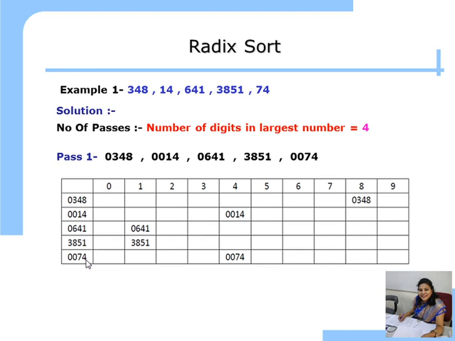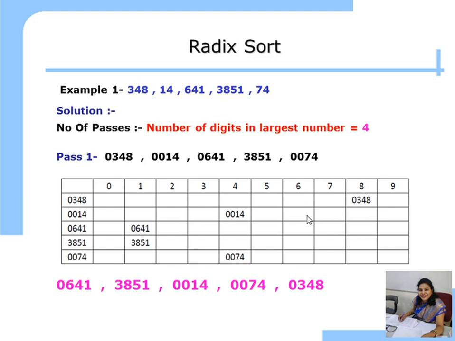And in 74 we have the 4 at the unit position, so we put it into the fourth bucket. After putting all the elements in the appropriate bucket, we again recollect them from the 0th bucket to the 9th bucket. So we get the list 641, 3851, 14, 74 and 348.